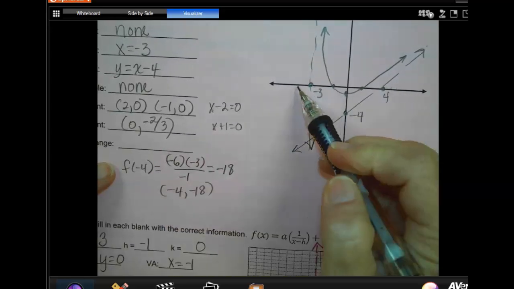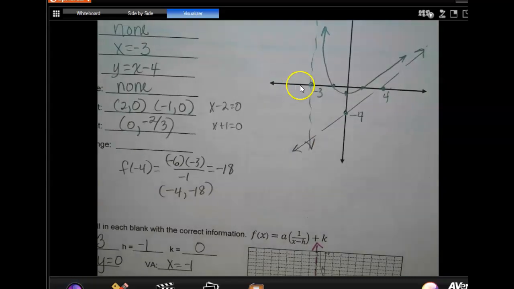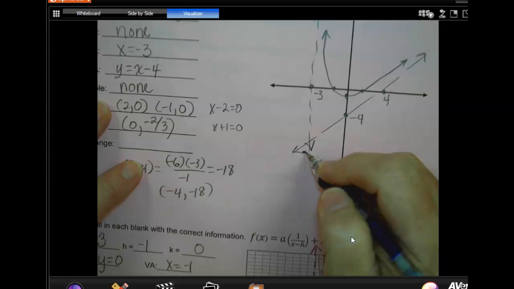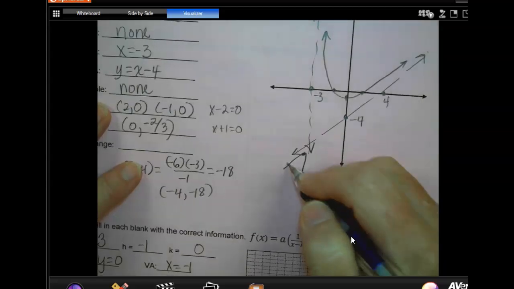So -4, that puts me on this side of the asymptote, right? And then -18 is going to put me down here. And so that makes sense. It's not here, but it's going to go in this little area down here, right? So this is where my other branch is. Here's my (-4, -18), and there's my branch.